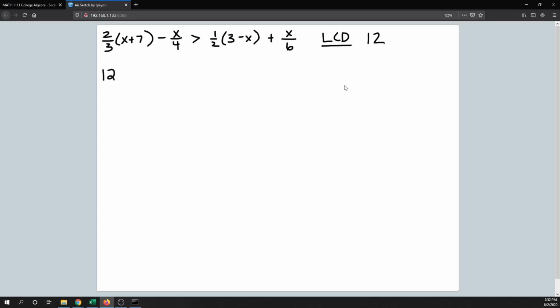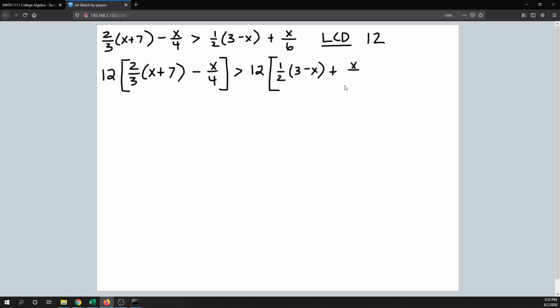Okay, so once we have the LCD, we are going to multiply both sides of the inequality by 12. Whenever you multiply both sides of an inequality by a number, you need to stop and check and make sure that it is positive, because if it were negative, then we would have to flip the inequality sign. But since we're multiplying both sides by a positive number, we do not have to change the direction of the inequality sign. So we're going to multiply both sides by 12.